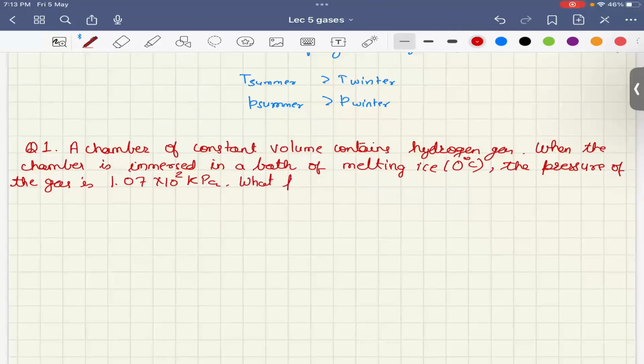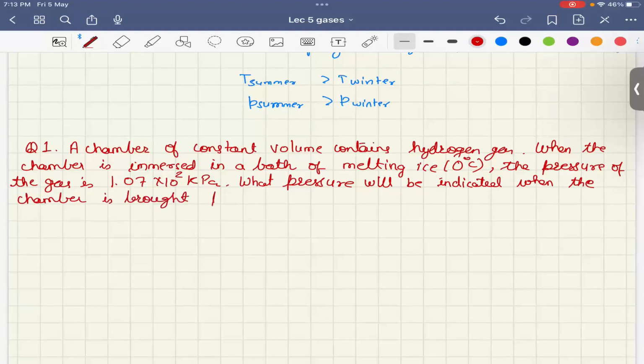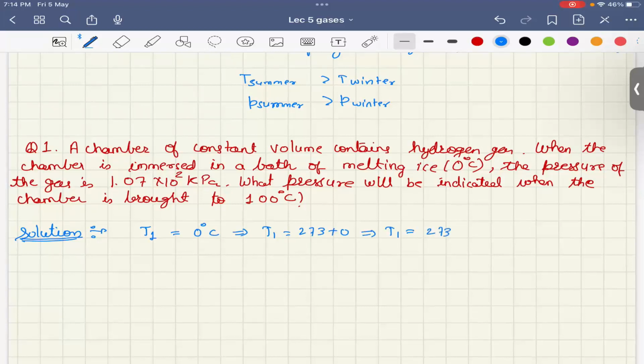Now we are asked what pressure will be indicated when the chamber is brought to 100 degrees centigrade. So let us try to solve this question. What we are given is T1 is 0 degree centigrade. This implies T1 is 273 plus 0, which implies T1 is 273 Kelvin.